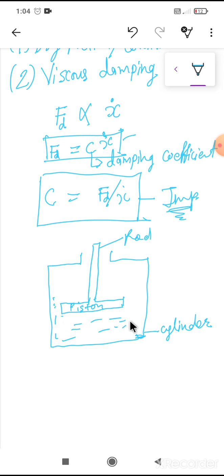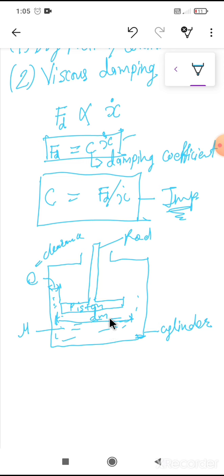Now suppose the distance between the piston and the cylinder has a clearance of E. So this E is the clearance, and the viscosity of this fluid is, suppose, mu, and suppose the mean diameter is dm. The mean diameter of this cylinder is dm.